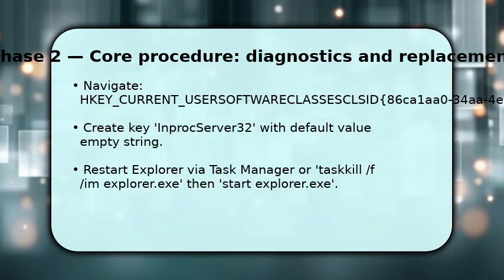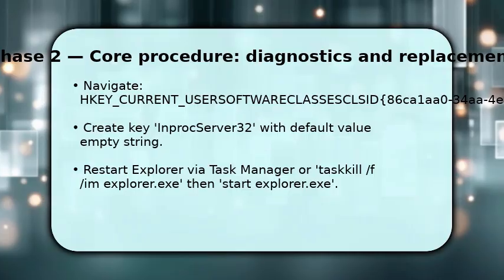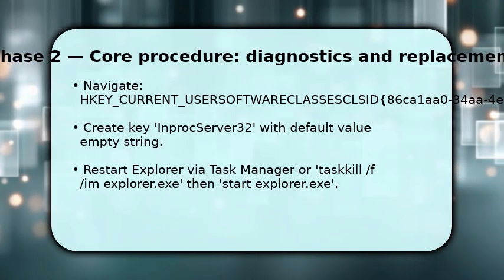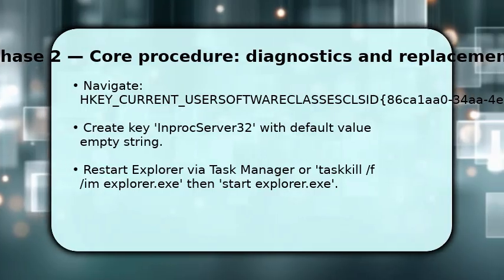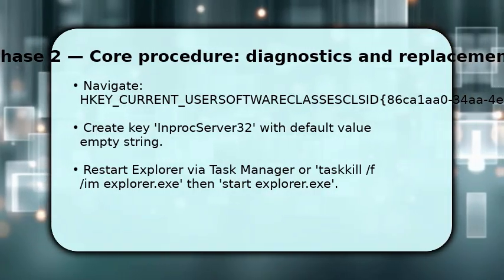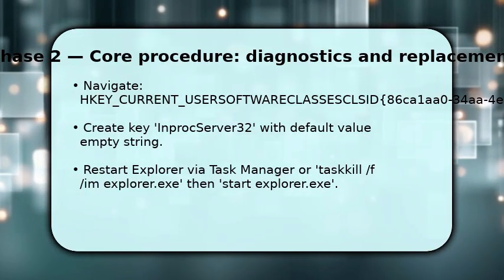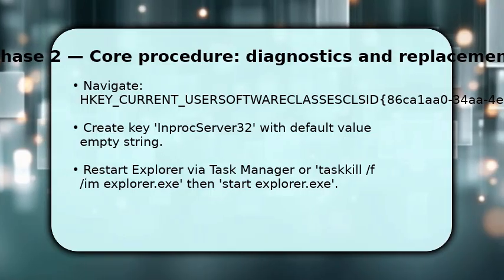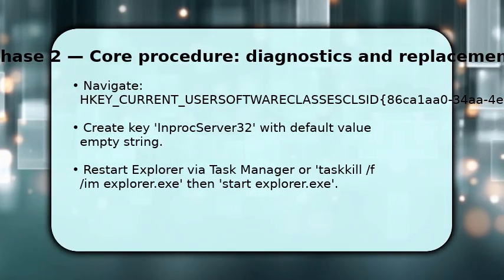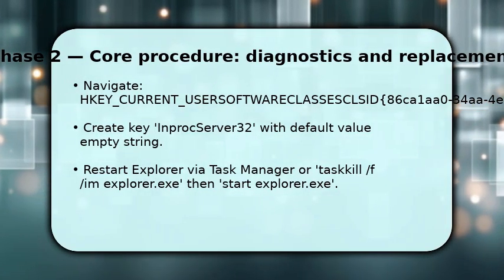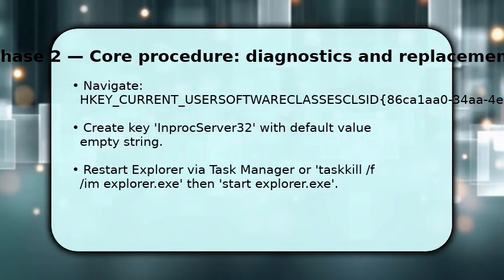Now modify the keys that control the context menu. In Registry Editor, go to HKEY_CURRENT_USER\Software\Classes\CLSID and create the folder with the exact GUID shown, then add a subkey named InprocServer32. Set the default unnamed value to an empty string that tells Windows to use the legacy handler.